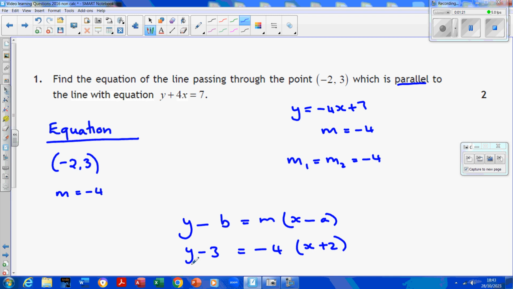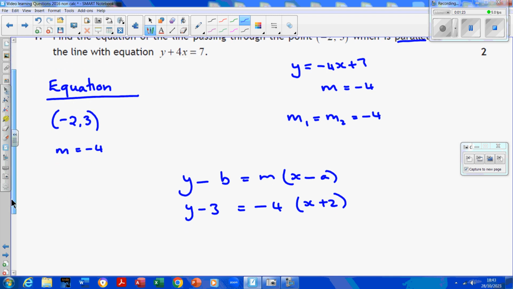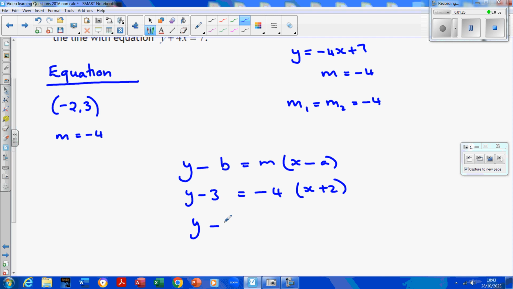so it's x plus 2. Tidy all of that up and we get y minus 3 is equal to minus 4x minus 8. We don't want that minus 3 to be there, add it to both sides. So minus 4x is going to be also at the end of that, add 3 onto that is minus 5. And that's the equation of your straight line.